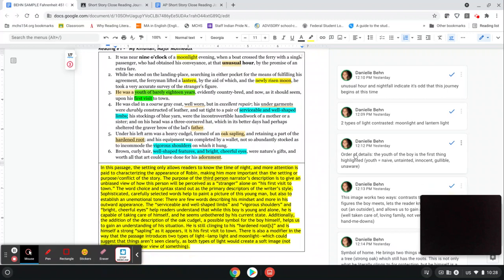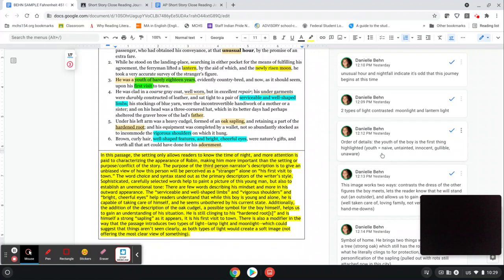I also noted that the order of details becomes important. If you don't know what else you're looking for, look at how things are arranged. In this passage, the first thing we find out about this guy, when the stranger holds up the lantern to survey him, to figure out who this person is, is that he's young. He was a youth of barely 18 years. So his youth is the first thing that's highlighted.